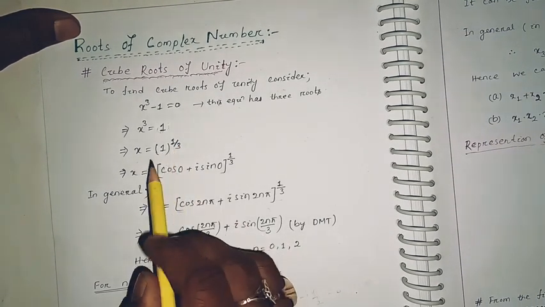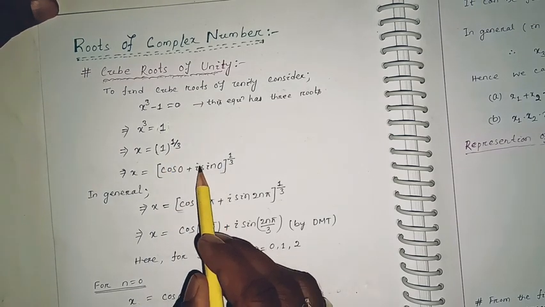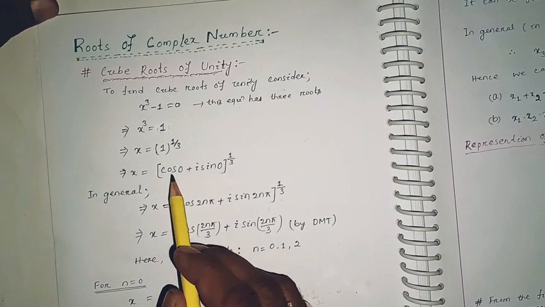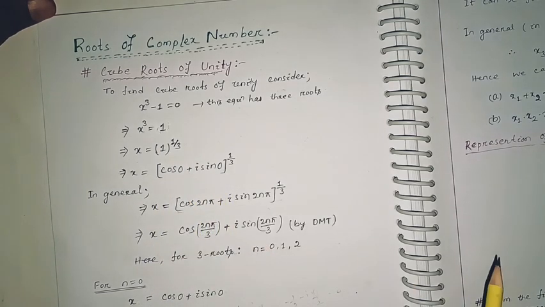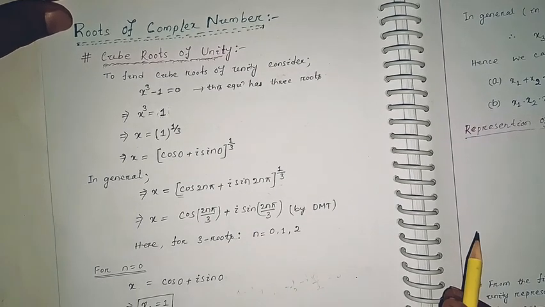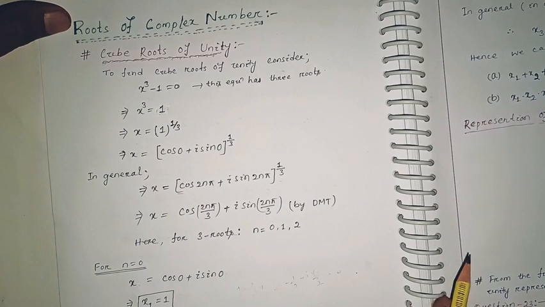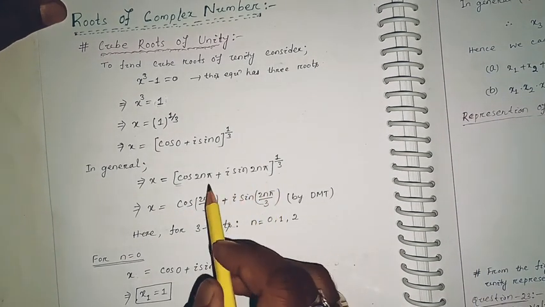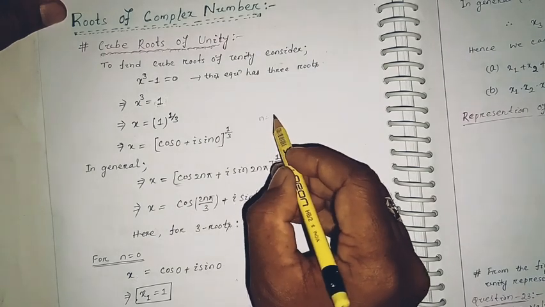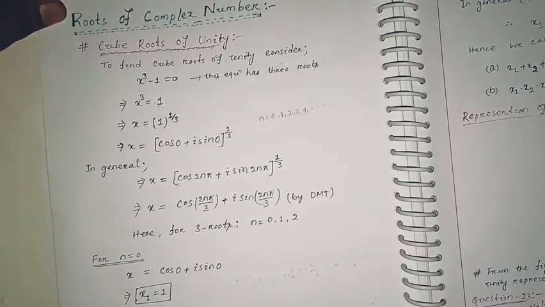1 to the power 1 by 3. 1 can be written as cos 0 plus i sin 0, because sin 0 is 0 and cos 0 is 1, so this is nothing but 1 itself. Here we have to find 3 roots. So 1 in general can be written as cos 2n pi plus i sin 2n pi. Here n can be 0, 1, 2, 3, 4, any integer.